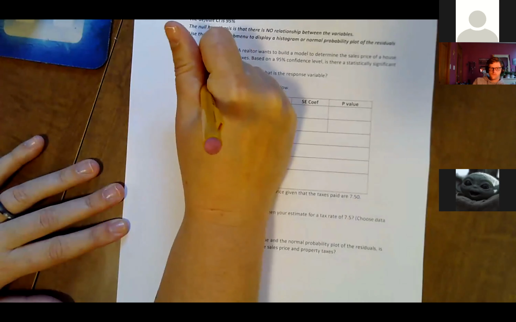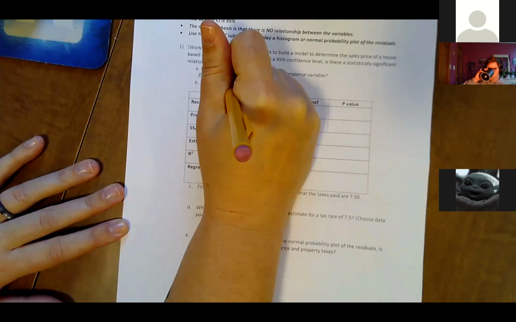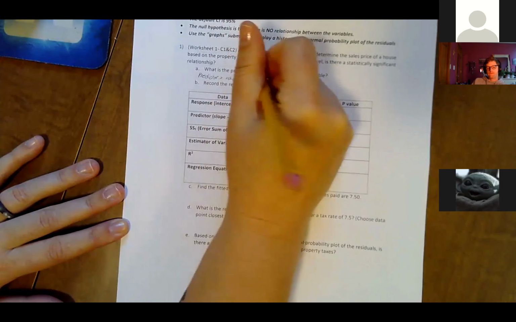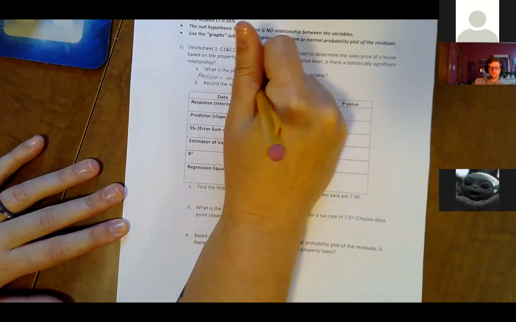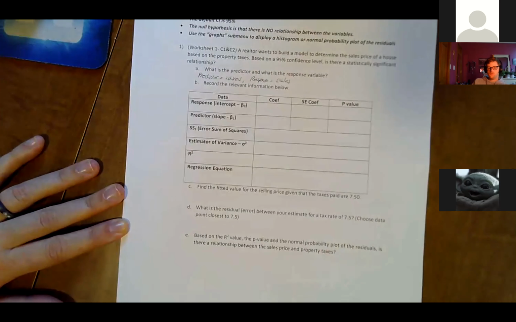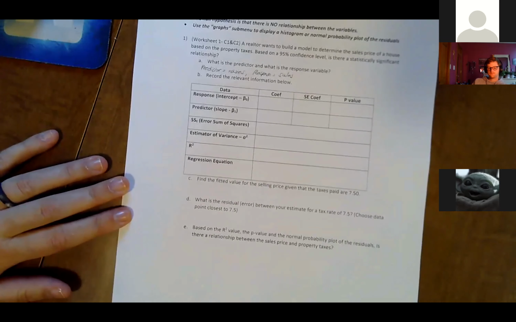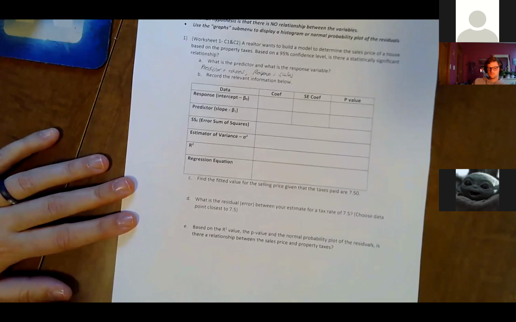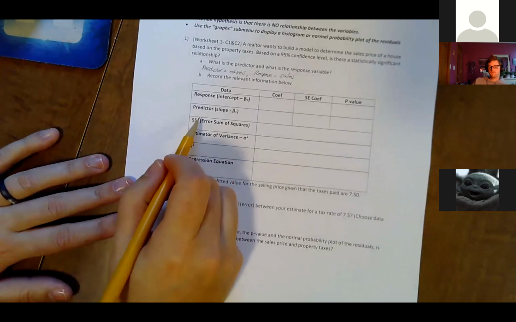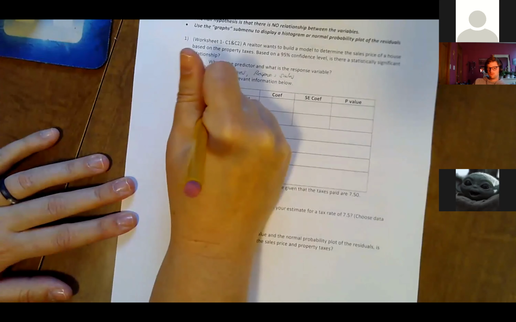So what I expect you to write is predictor equals taxes, right? Because that's what we're using to predict, and the response equals sales. That's all you have to write. Then down here, I sometimes find it helpful to write that again on my sheet so that I remember what I'm talking about. So sales is my response.